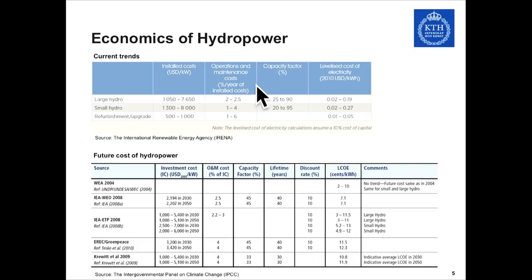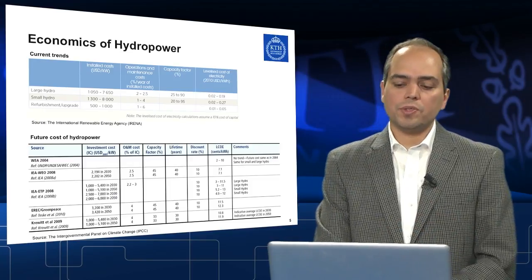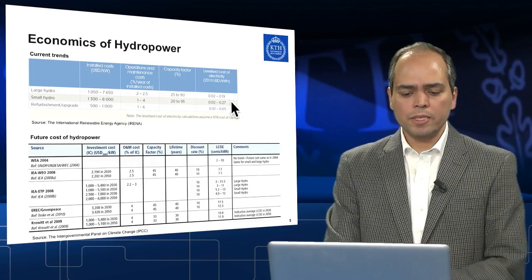The operation and maintenance costs are usually considered as a percentage of the yearly installed capacity. And then the capacity factor, as we discussed, you could see the variation of the capacity factor. And finally, this is the levelized cost of electricity based on the US dollar in 2010 per kilowatt hour. So you could see it's relatively cheap compared to the other renewable sources of energy if you compare these kilowatt hour prices to those sources of energy.